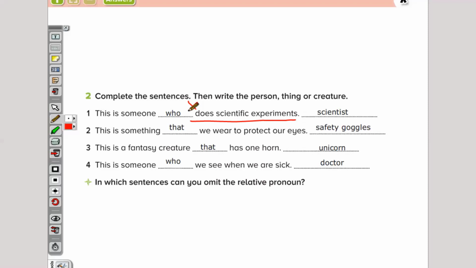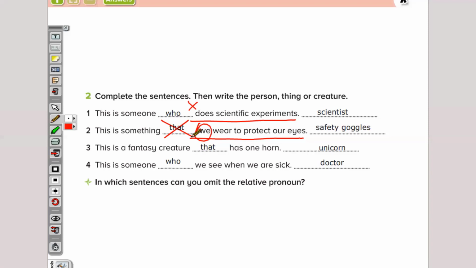This is something that we wear to protect our eyes. The second part, we wear to protect our eyes. Do we have a subject? Yes, who? We wear, and that means that we can say it without relative pronoun. Let's try. This is something we wear to protect our eyes. Did you get it? Great.